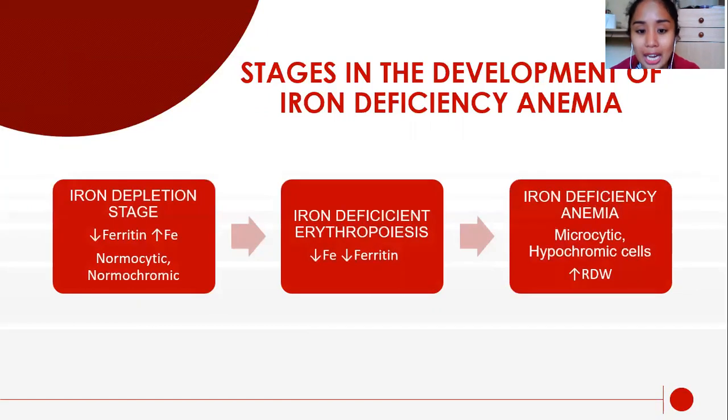And next, we have iron deficient erythropoiesis. So now, there's a problem because now the ferritin stores are almost gone and now the iron in the circulation are also decreasing. And finally, class, iron deficiency anemia. Now, we can really see that there are microcytic and hypochromic cells due to the decreased amount of red blood cells and expect still a high RDW. So, ibig sabihin may mga normocytic na cells pa.